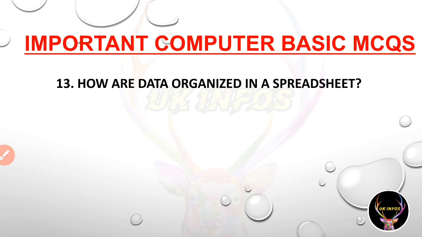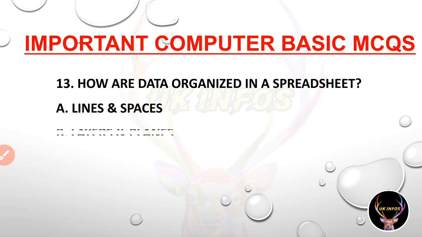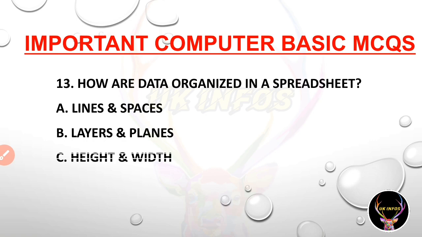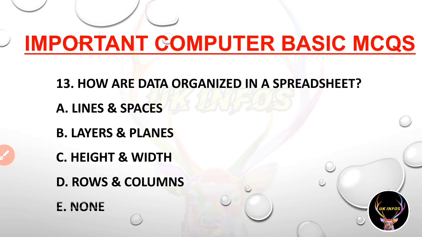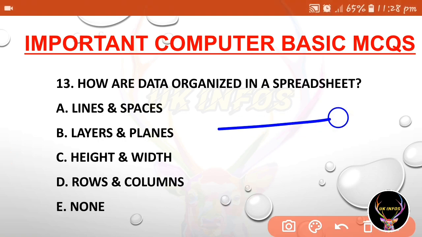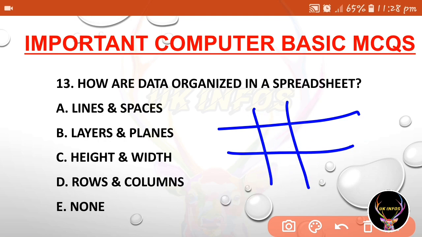Question number 13. How is data organized in a spreadsheet? Lines and spaces, layers and planes, height and width, rows and columns, none. The answer is rows and columns.